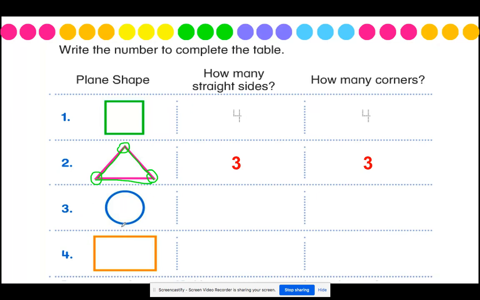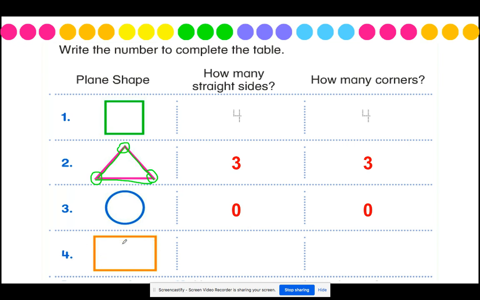Question number 3, looking at this shape, call it out. It is a circle. What's different about a circle is that the sides are curved. They're not straight. The question asks, how many straight sides does a circle have? Does a circle have any straight sides? Shout out your answer. I hope that you said no. If there are no straight sides, we need to write 0. The same goes for corners. I don't see any straight sides coming to a point to form a corner on a circle, so it must also be 0.